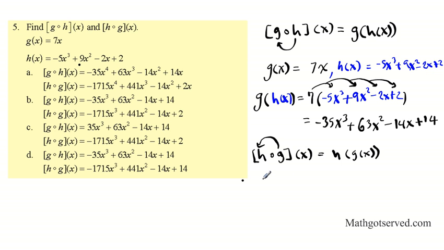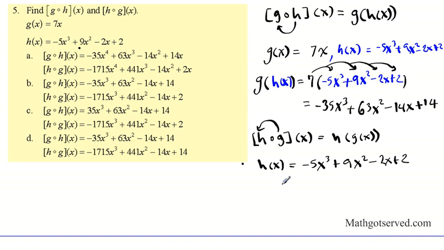Okay, so let's write out the parent function first, h of x, which is negative 5x to the third plus 9x squared minus 2x plus 2. Let's get it prepped for the input function, which is g of x. So I'll clear out the x's and replace them with parentheses. So I'm going to have h of parentheses equals negative 5.